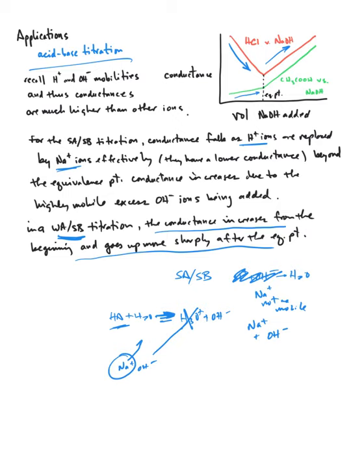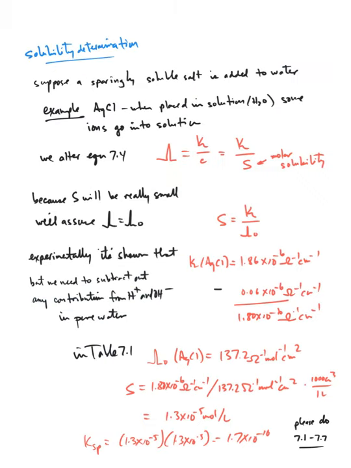Once I reach the equivalence point, though, and there's no weak acid left, all I'm doing is adding a bunch of ions to the solution, and as you might expect, I'm going to get a very sharp increase in the conductance.